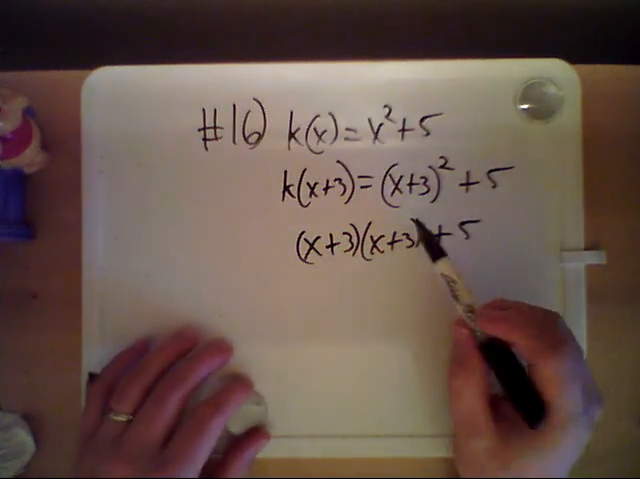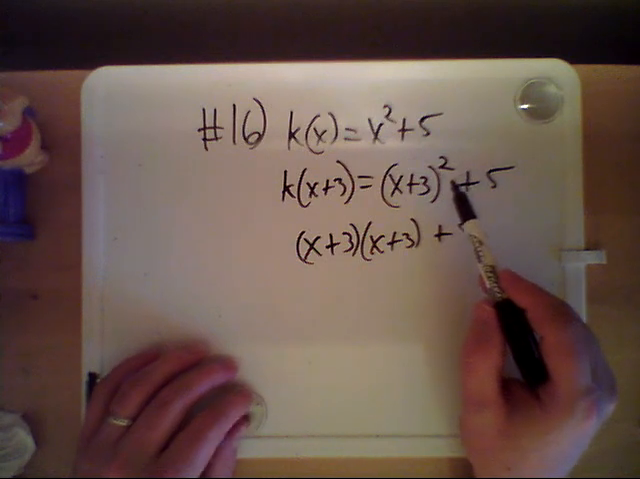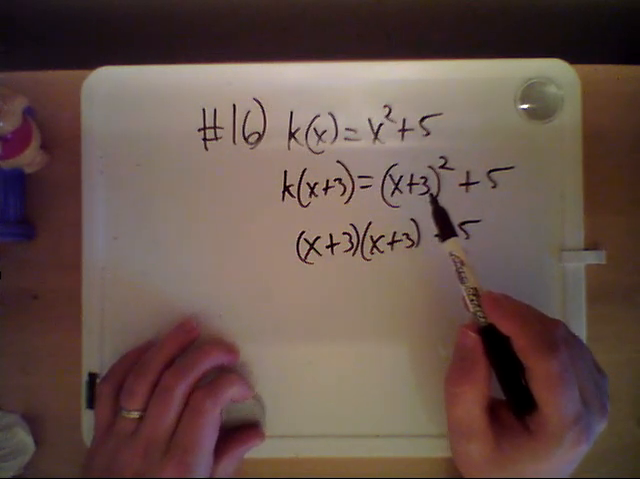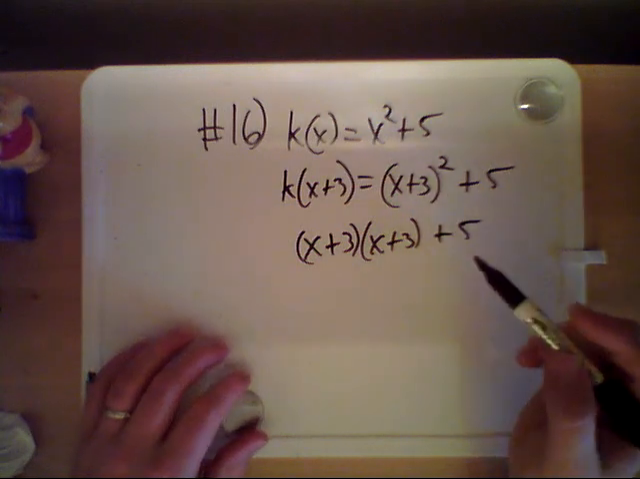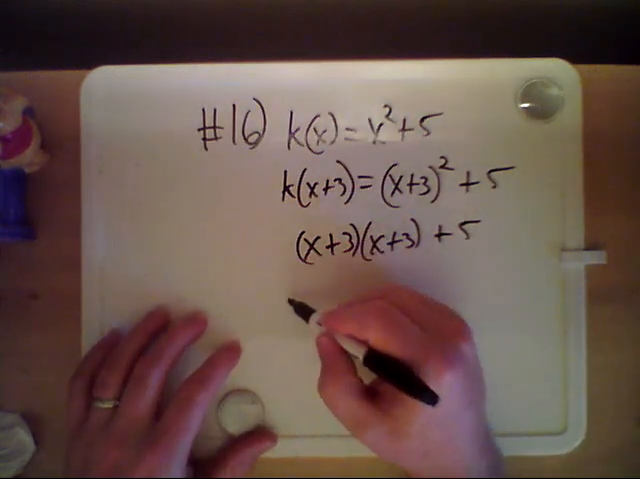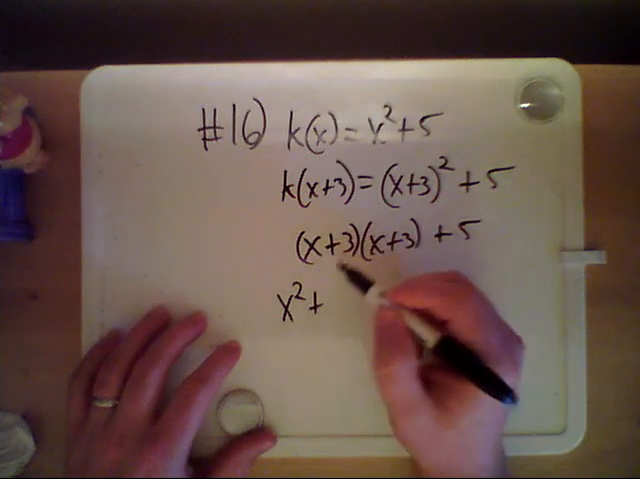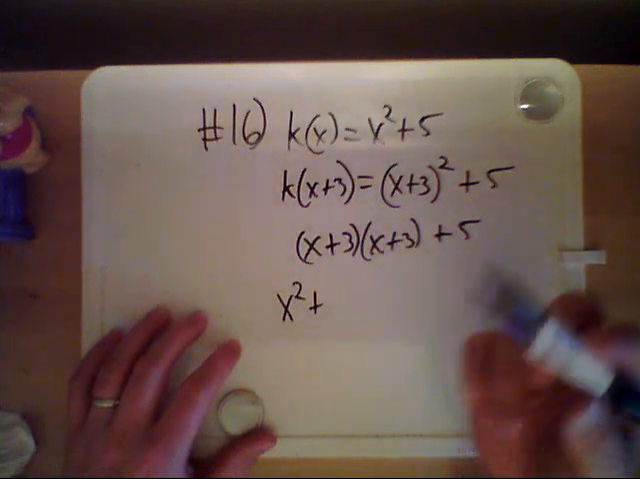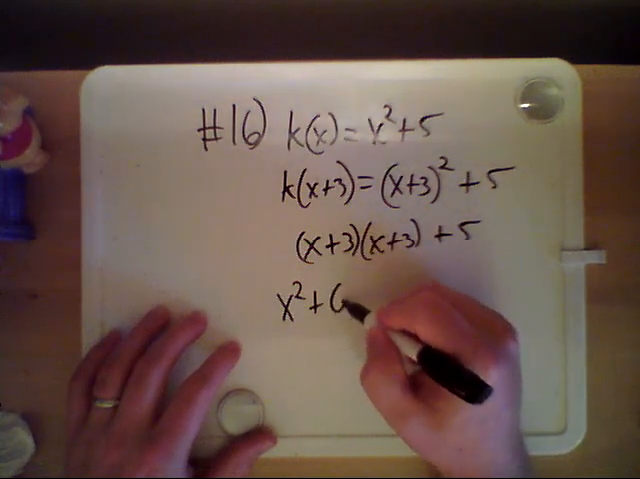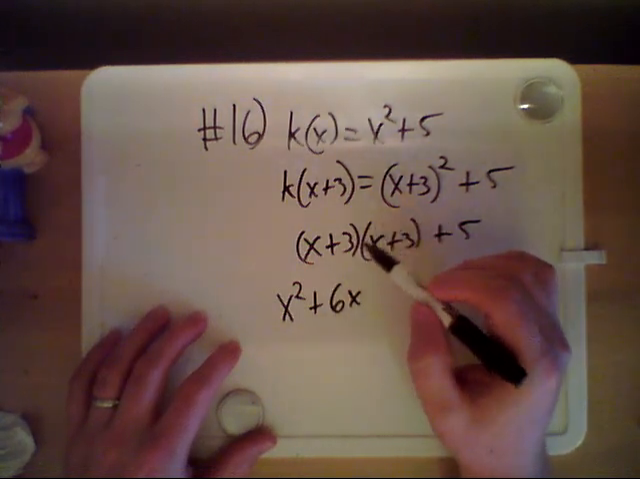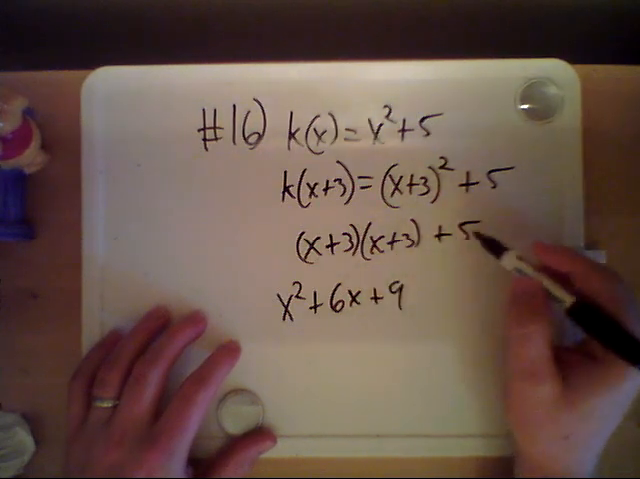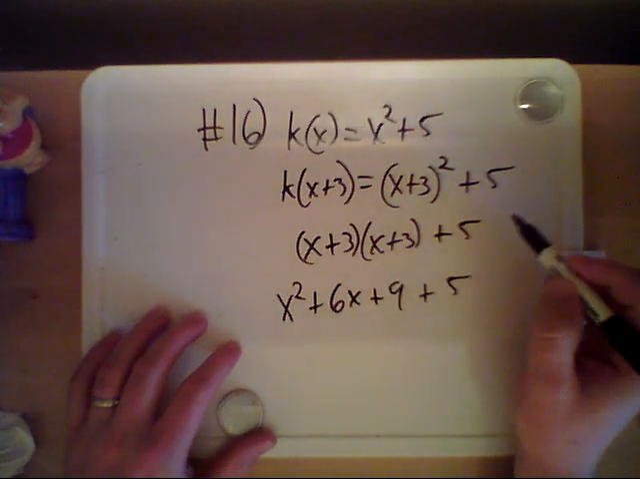Now remember, if we have a plus b quantity squared, if you remember from last week, it's going to be a squared plus 2ab plus b squared. So I'm going to use that technique here. a squared will be x squared plus 2ab. 3 times x is 3x times 2 is 6x plus b squared, that's going to be 3 squared, or 9. And then I have plus 5 at the end here.